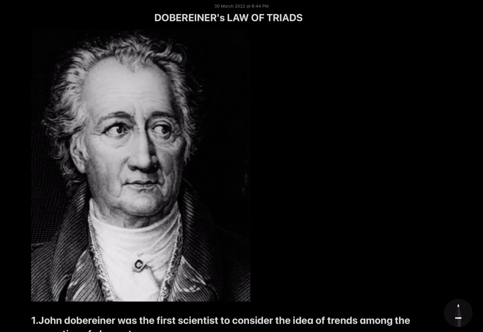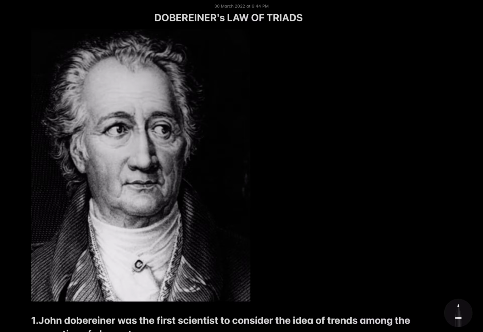My dear students, today we are going to study the topic called Dobereiner's law of triads. You can see the picture of Sir Dobereiner on the screen. So let us start. The classification of elements into groups and the development of periodic law and a periodic table are the consequences of systemizing the knowledge gained by a number of scientists through their observation and experiments. The German chemist Johann Dobereiner in the early 1800s was the first to consider the idea of trends among the properties of the elements.